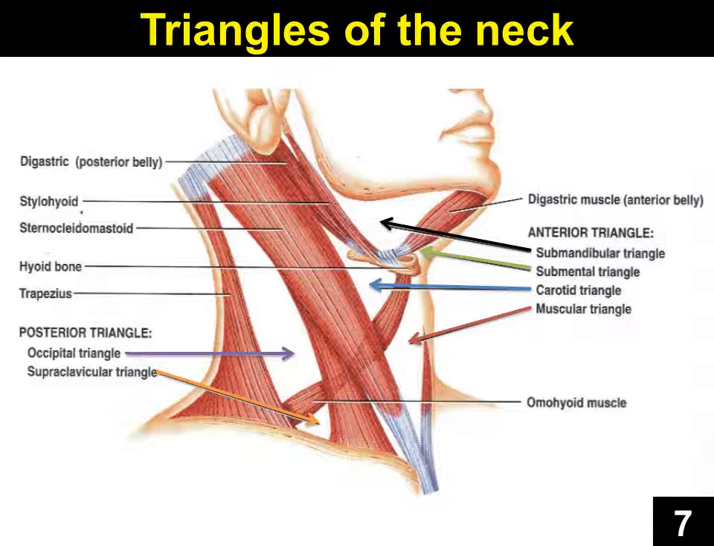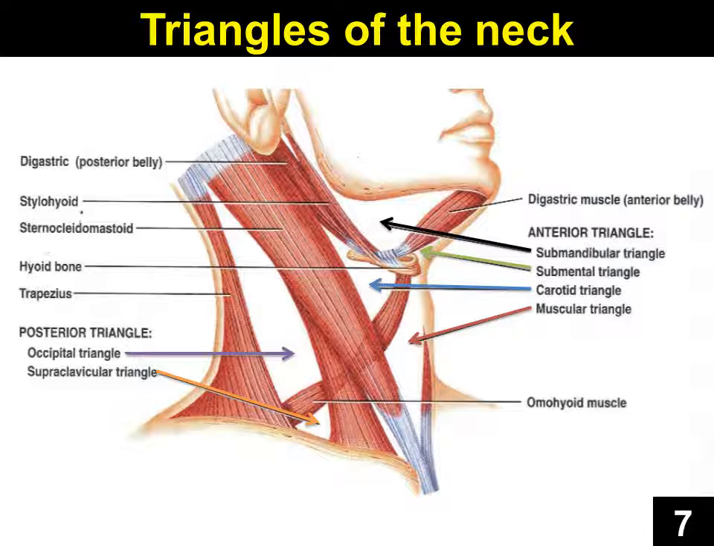It is furtherly subdivided into 4 smaller triangles, and 2 of them lie below the hyoid bone and 2 above the hyoid bone. هلا نجي أول شيء below the hyoid bone.